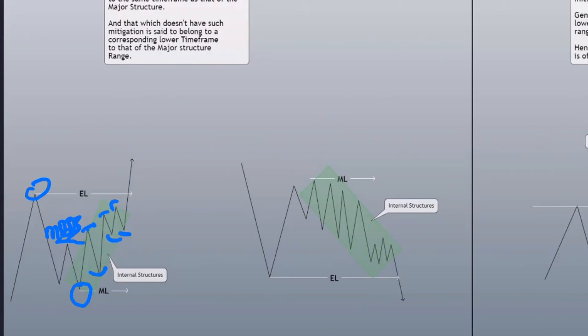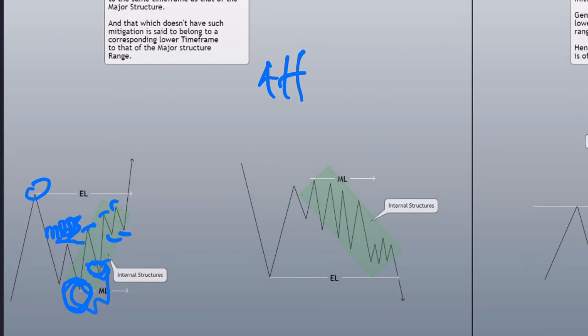Now, what that statement is saying is that if, for example, where we spot this structure is on the 4-hour time frame, and we are assigning a blue degree to the 4-hour structure, as we will see in tomorrow's lecture on time frame differences, this first internal structure seems to pull back already deeply into this major liquidity low. Therefore, this first internal structure and this one will be the same degree. That is, they will be blue degree.